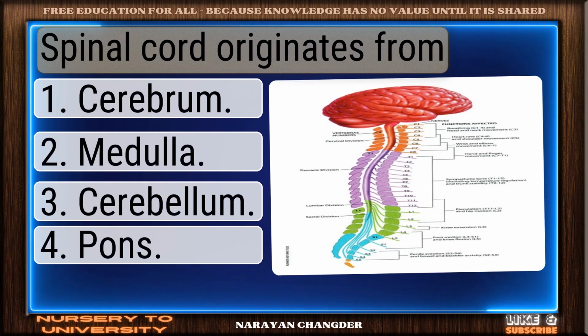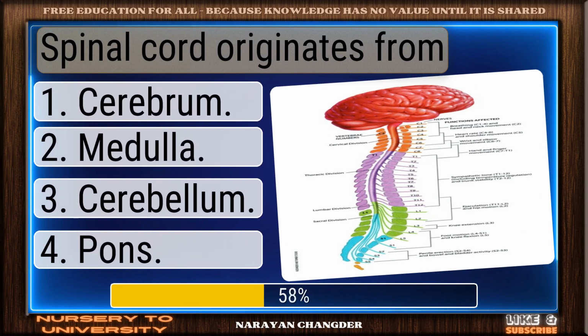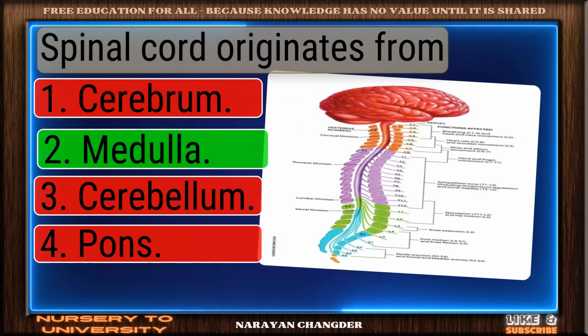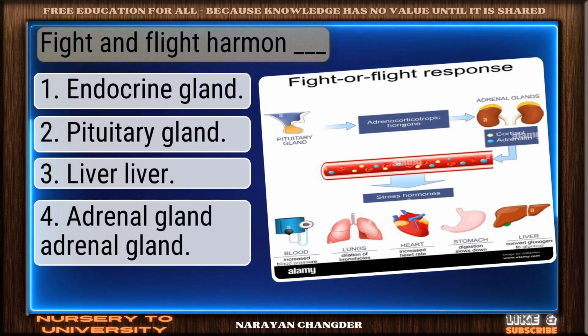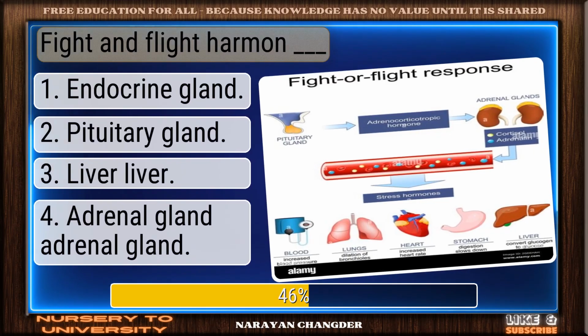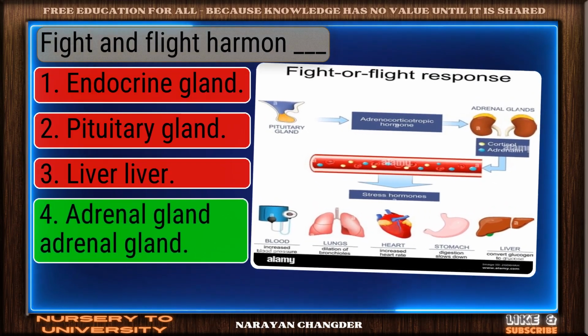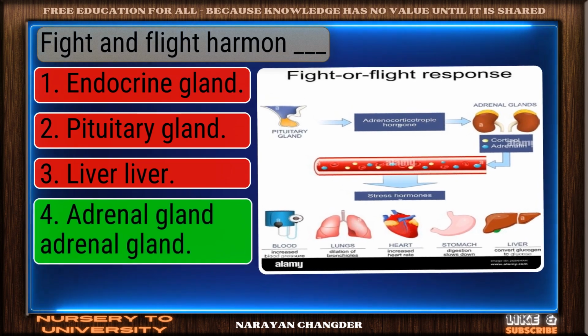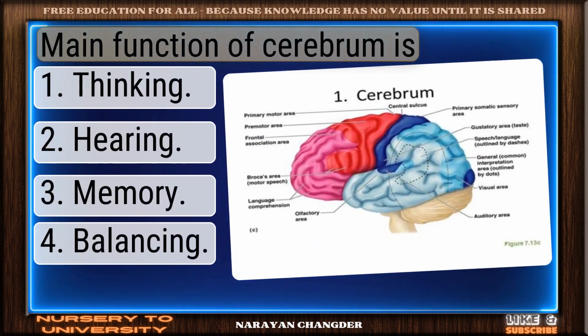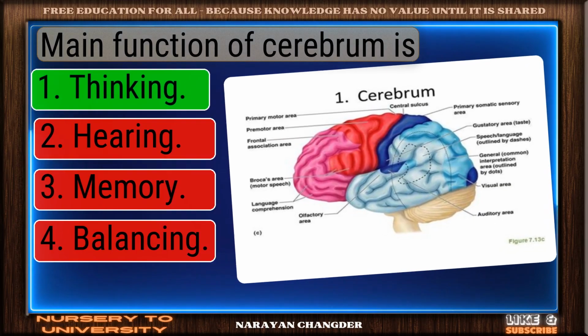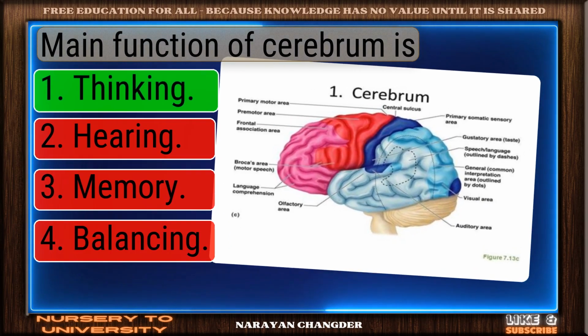Spinal cord originates from. You're right. Medulla is correct. Fight and flight hormone, dash. Smart move. Adrenal gland is the accurate answer. Main function of cerebrum is. Nice work. Thinking fits perfectly.